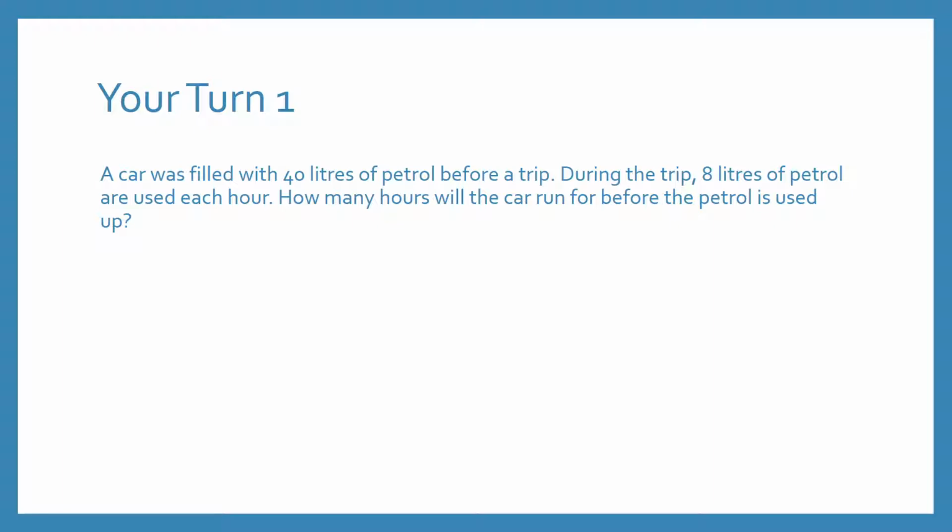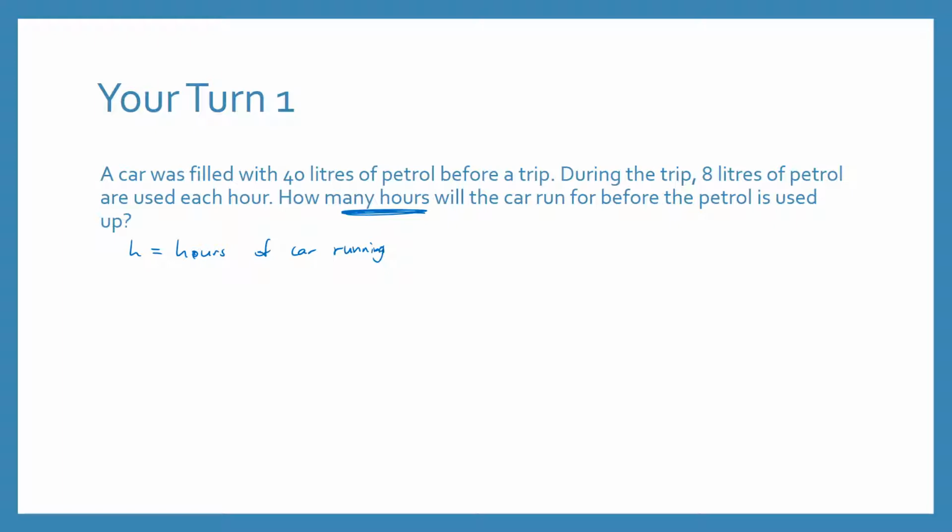Okay, so the important variable to define here is the hours, because that's our thing we're looking for. So we can write h equals hours of car running. Or that it will run. Now we can put it into an equation.